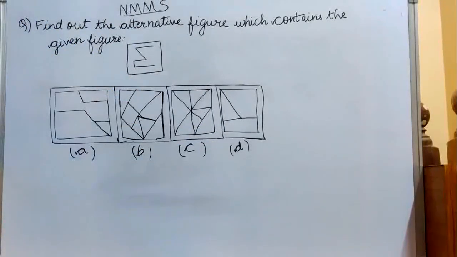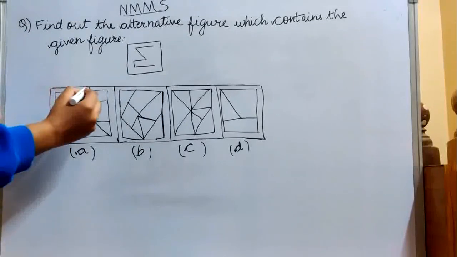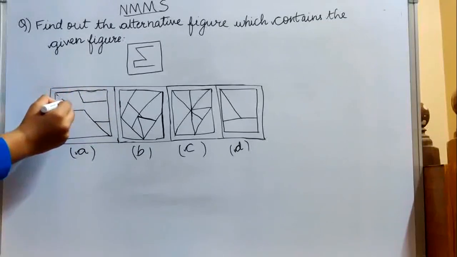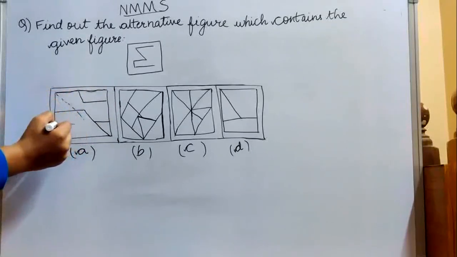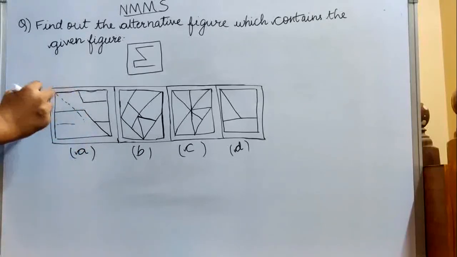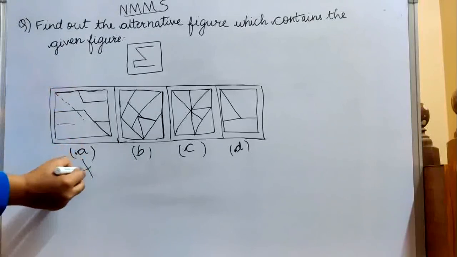Now let us see option A. If you can see, the top horizontal line is there. The slant line, not there. And this is also not there. So we are not able to embed this figure into this. So option A is wrong.